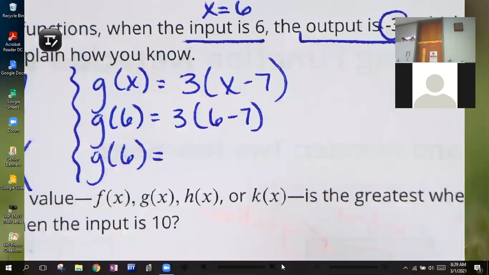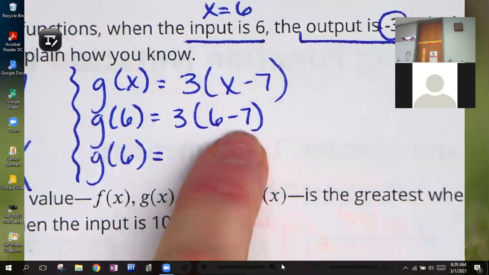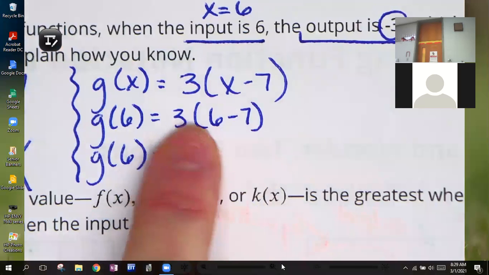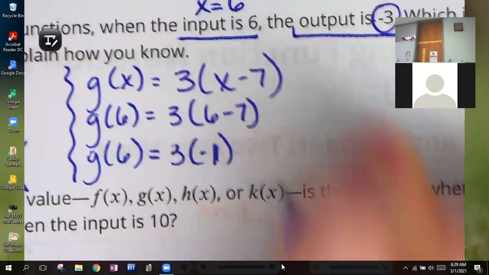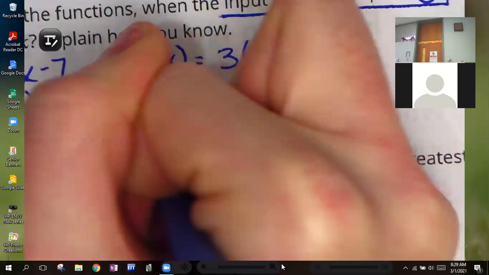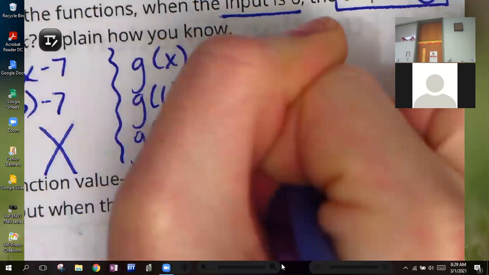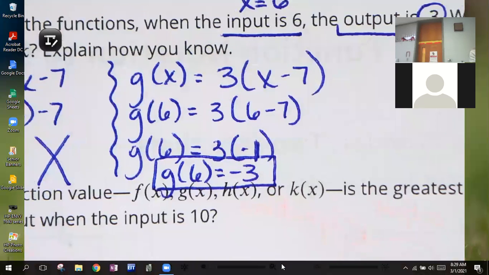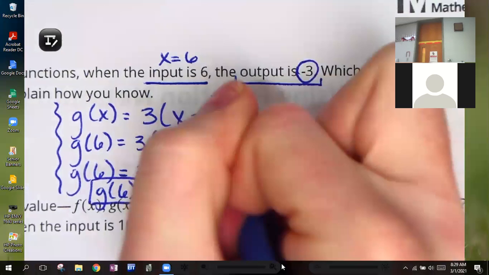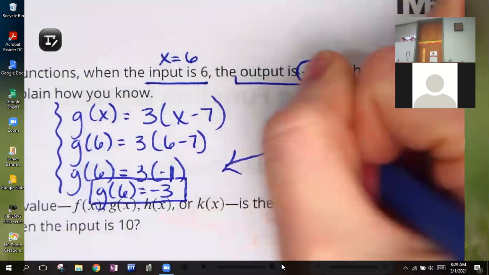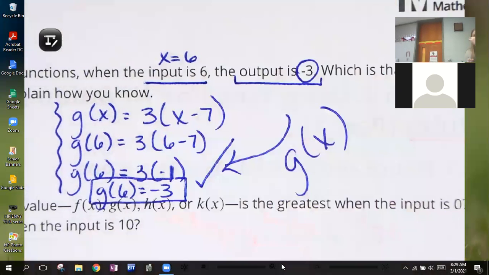All right, what do I do first? Parentheses or multiplication? What's 6 minus 7? -1. What's 3 times -1? -3. So when we have an input of 6, this produced an output of -3. Is that what we wanted? Yes. It is what we wanted. So g of x is the correct one. We didn't even have to do all 4 of them.